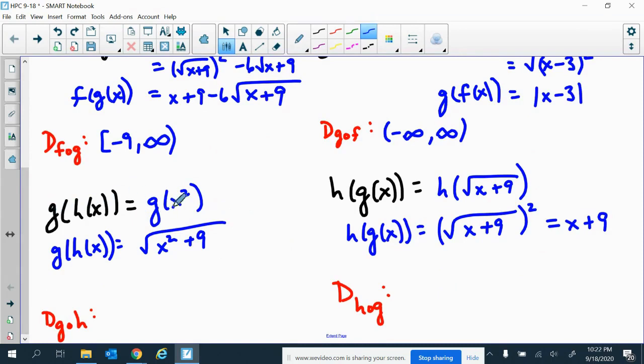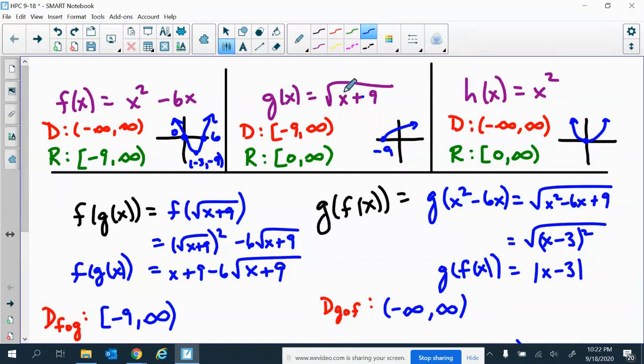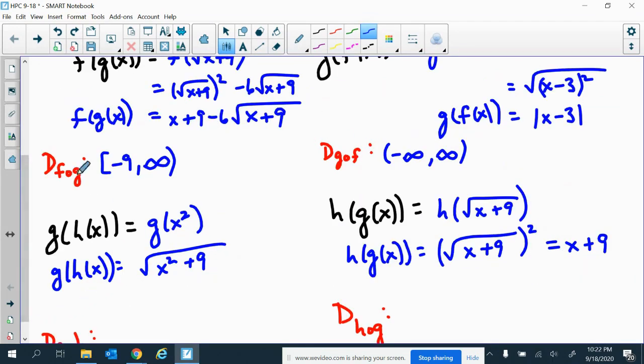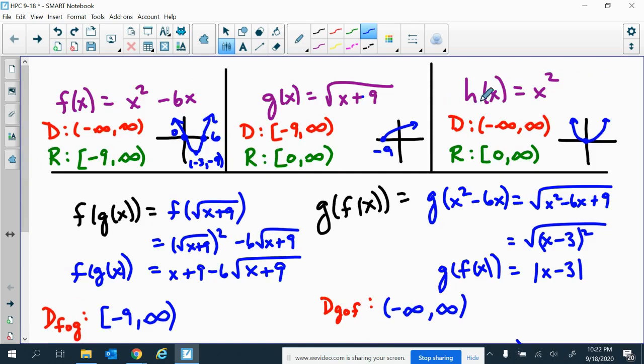g of h is g of x squared. So then I'm going to replace x with x squared in g. So this becomes x squared, so it's root x squared plus 9. Now, if I look at the domain of h, that's negative infinity to infinity. So it has to at least be restrictive as all real numbers. So I know that's not too restrictive. Now, if I take a look at 0 to infinity, that does shrink this a little bit.